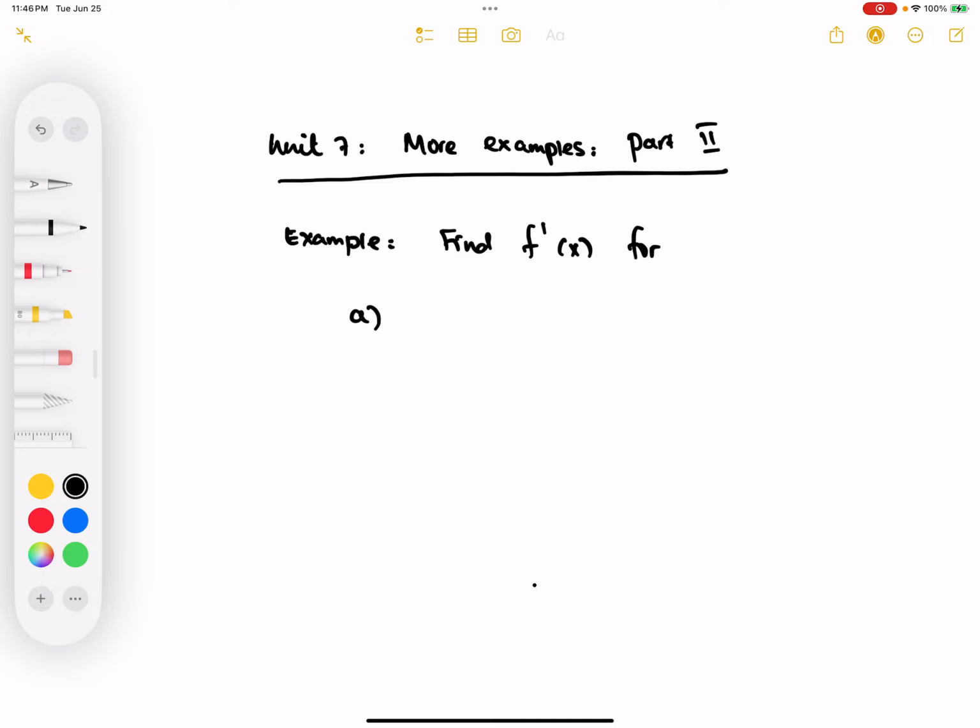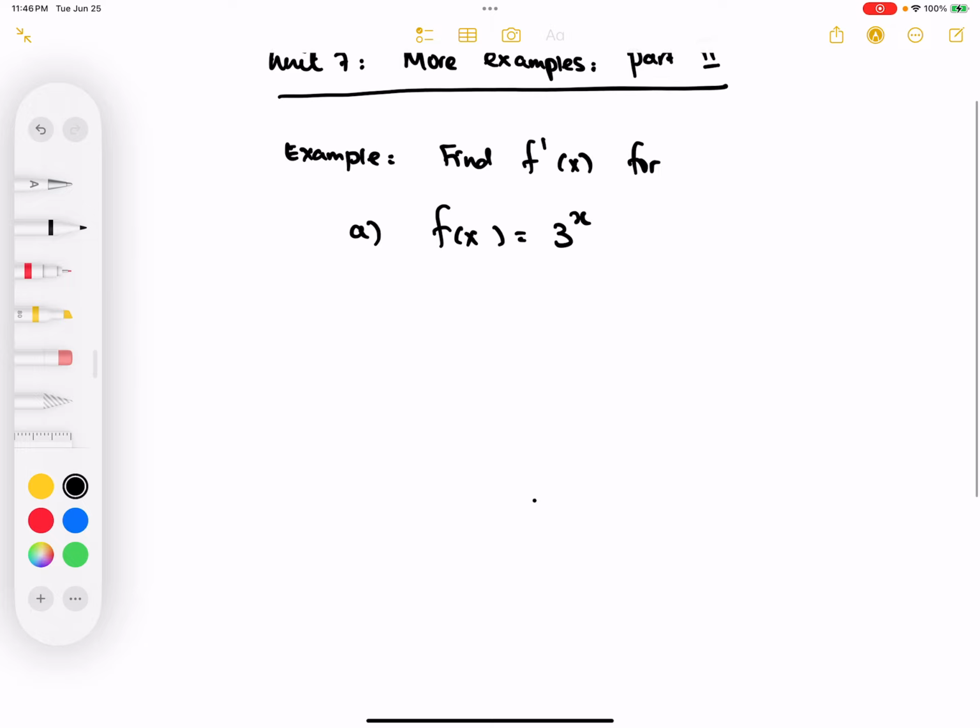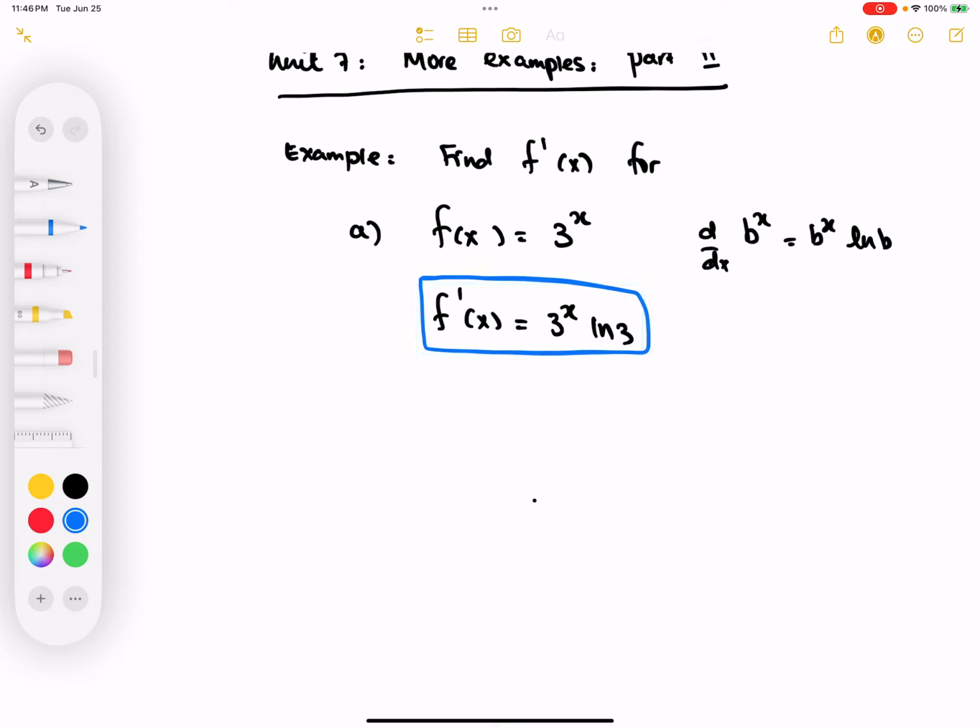For example, the first one, let's say f of x is 3 to the power of x. So according to our derivative, f prime of x is 3 to the x ln of 3. Remember our definition, d by dx of b to the x is b to the x ln of b, for the base different from e. That is the derivative of this function.